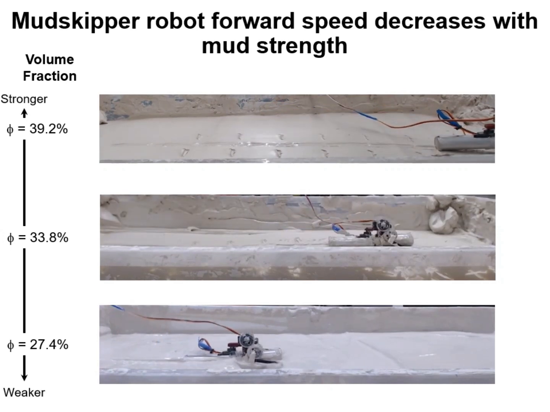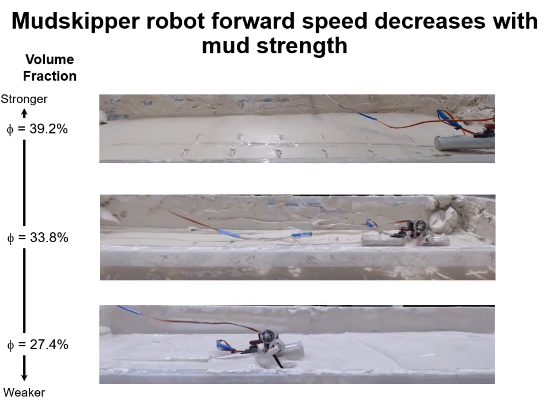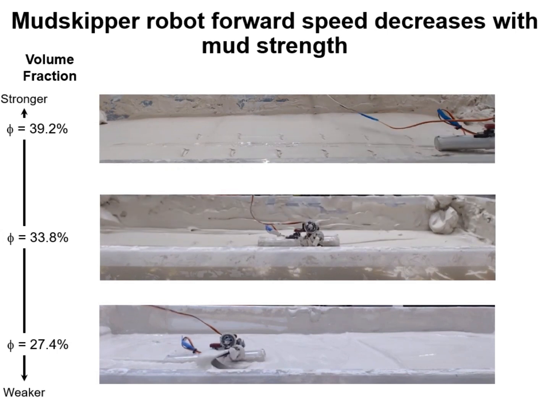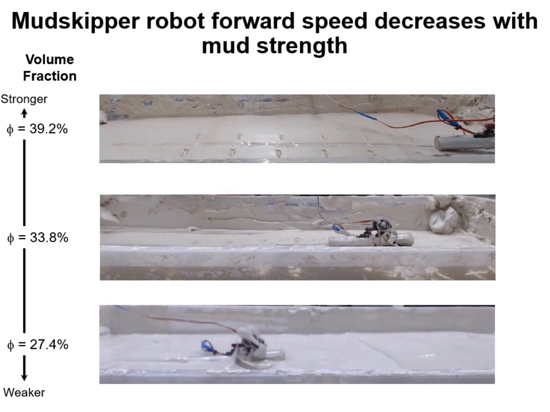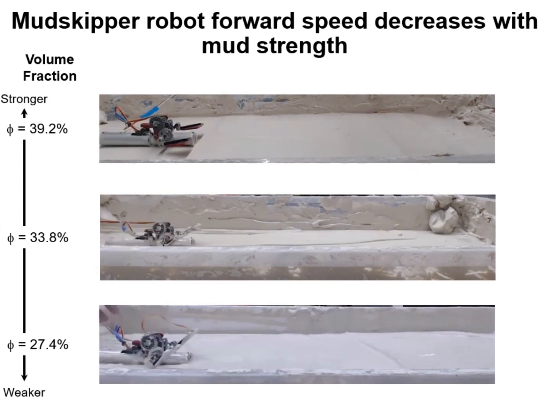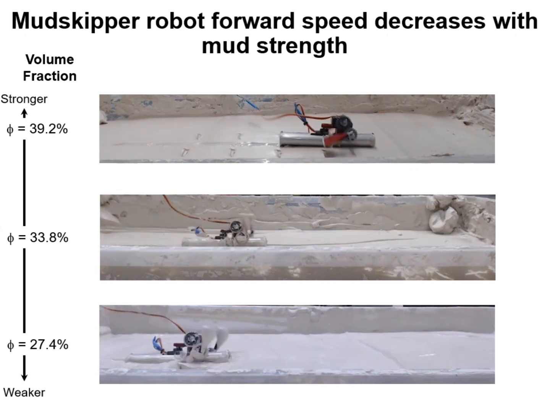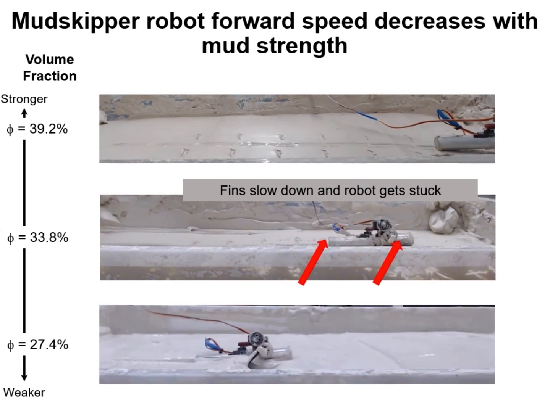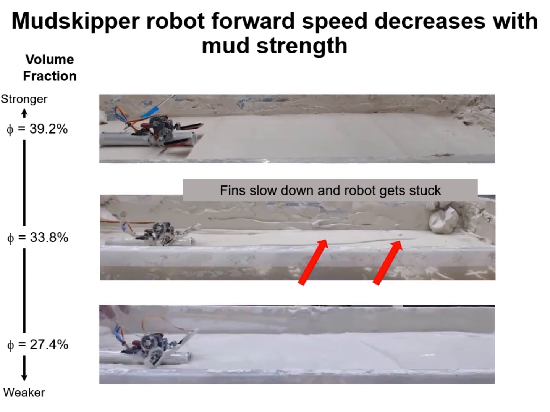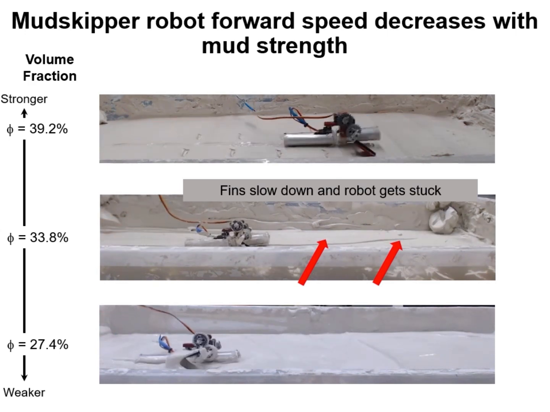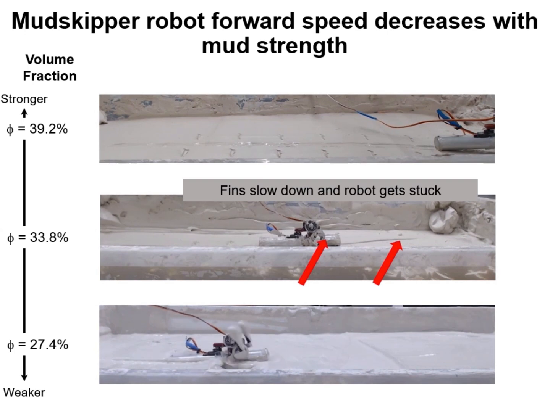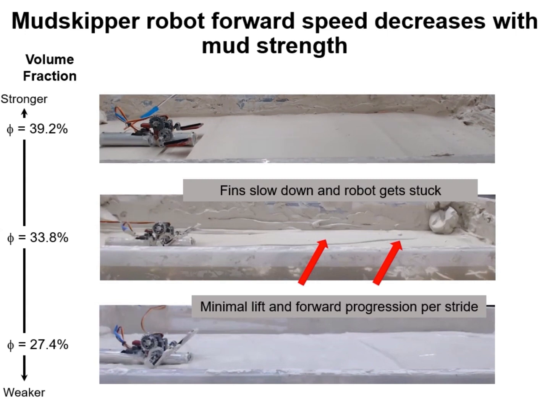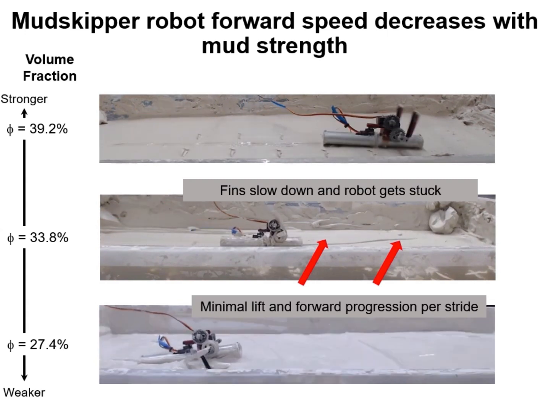Starting with the highest volume fraction, the 39.2%, we can see that the robot has no issues moving forward. It's able to reach its maximum lift up and forward progression with each stride. However, if we take one step down in volume fraction to the 33.8%, we can see the robot begin to have some issues. As the fin contacts the mud with each rotation, it slows down, and the robot begins to get stuck in strides. If we take the volume fraction down one step further to the 27.4%, we can see that the robot really struggles to move forward and has minimal lift and forward progression per stride.